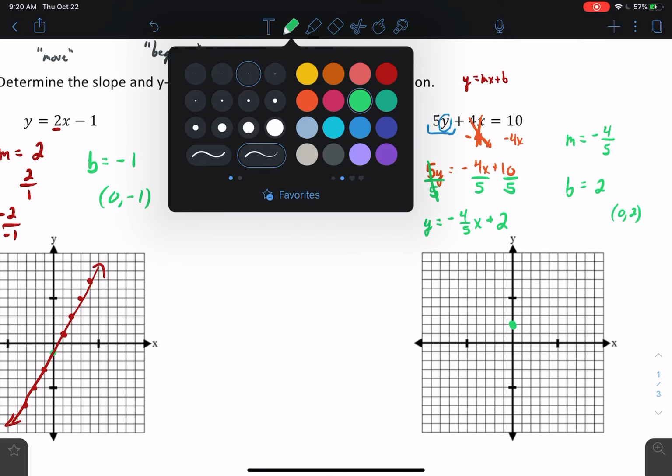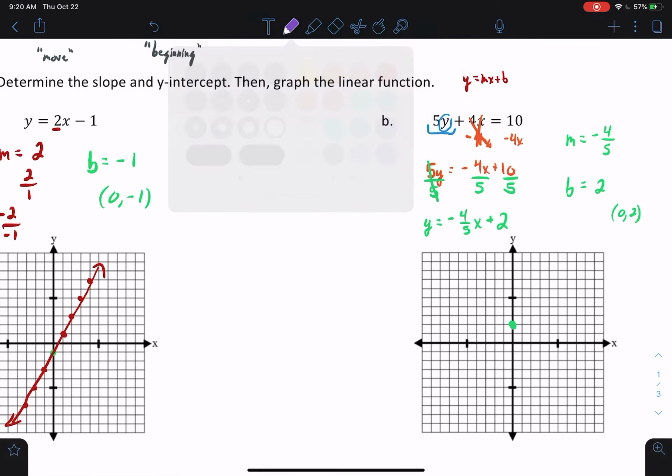And I'm going to apply my slope of down 4 to the right 5. Or I could go up 4 to the left 5. Now I'll get those points. All right, so I could go down 4 to the right 5, or I could go up 4 to the left 5. Both of those have a slope of negative 4/5.